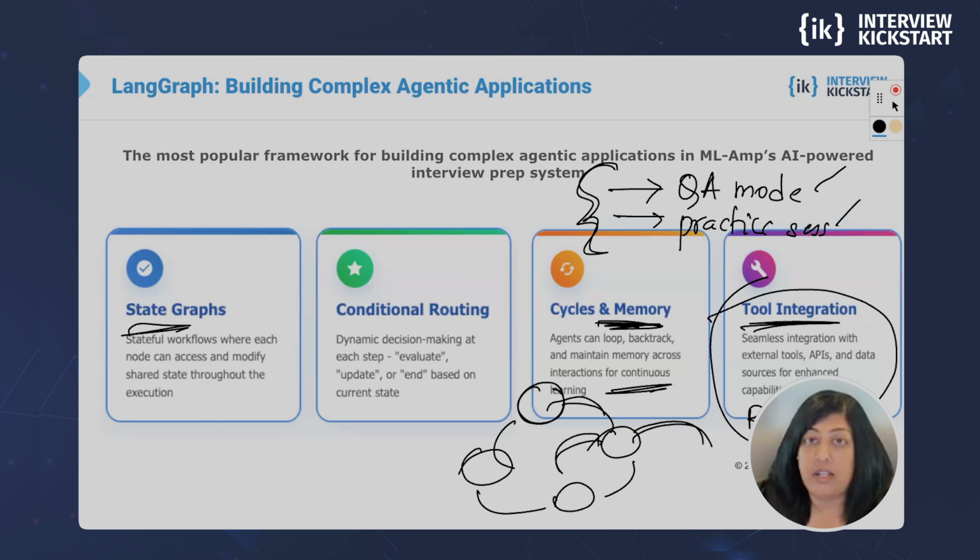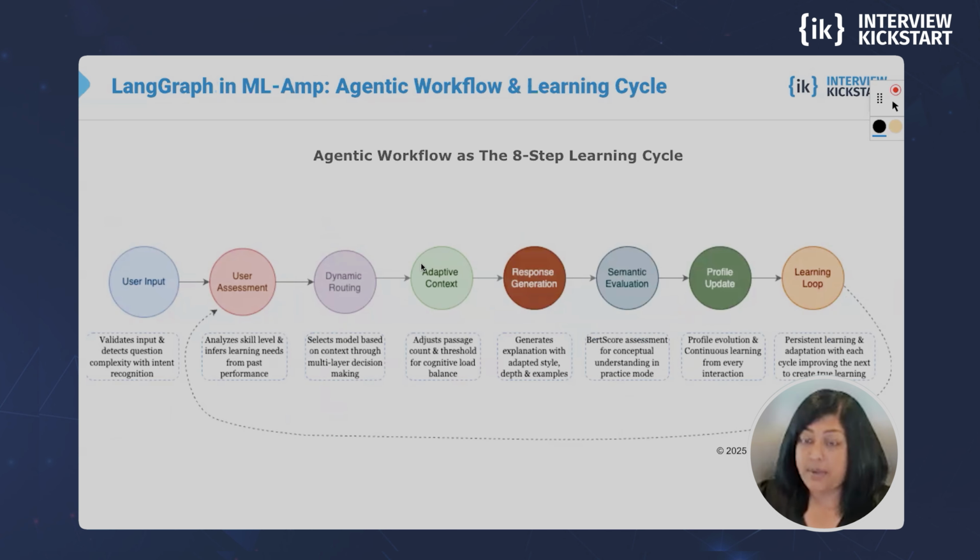All right. So now MLAMP has an 8-step agentic workflow, using agents together with workflows. It's using the agents for autonomous decision making and workflows for reliability, for sequencing the set of tasks that MLAMP needs to perform when in the QA mode or when in the practice mode. So it's using an 8-step learning cycle. It takes in the user input.